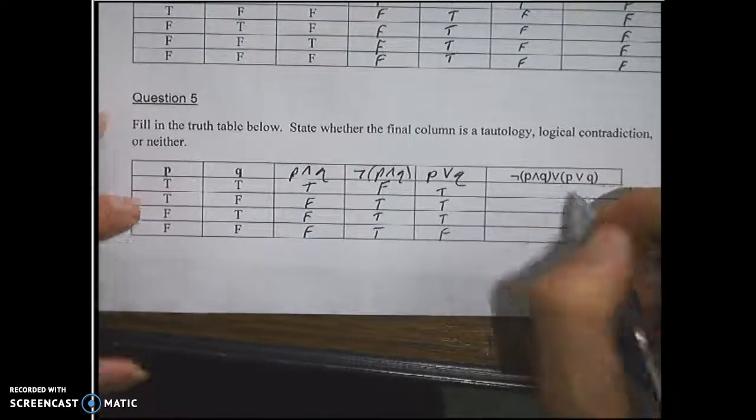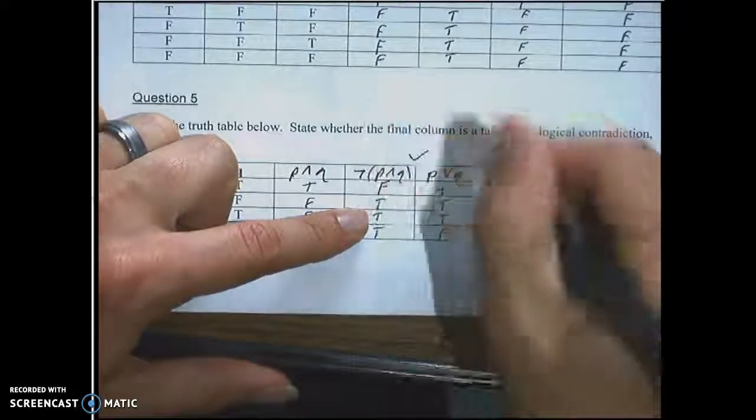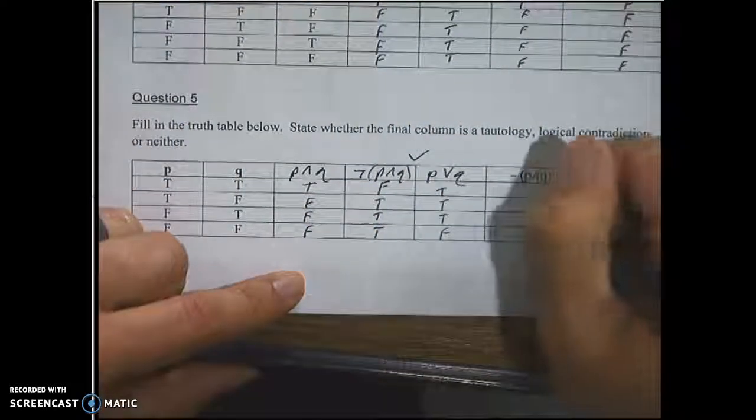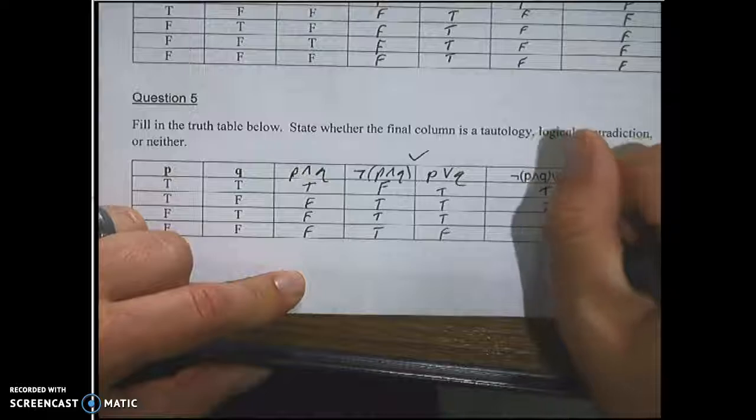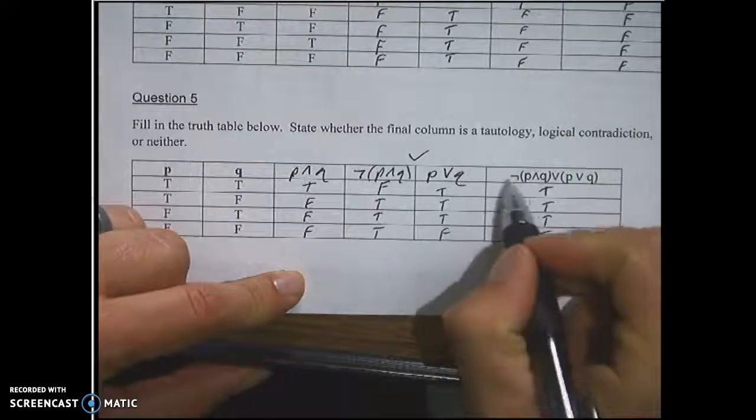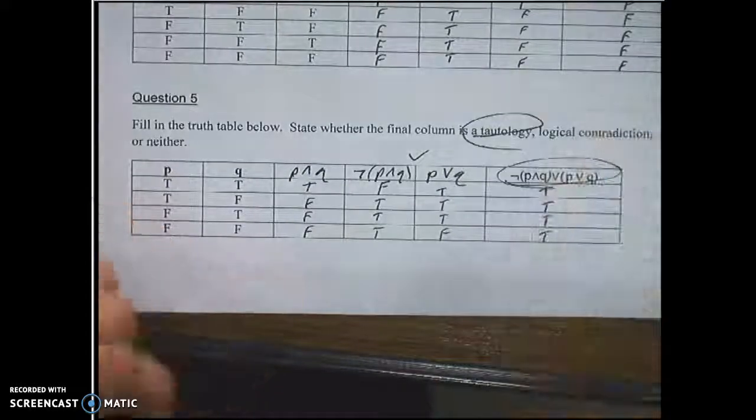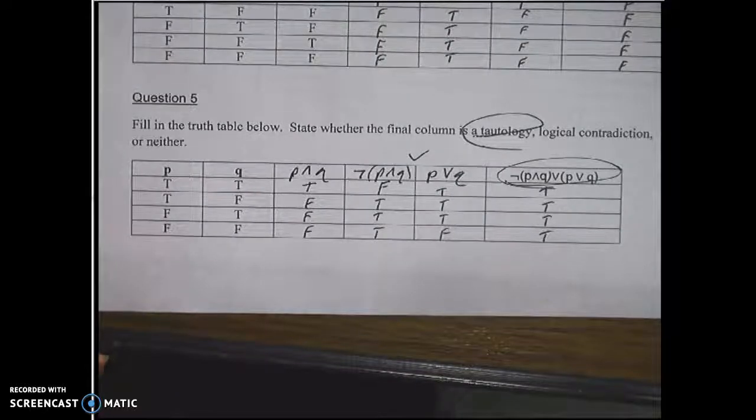And then this is this column or this column. So at least one true, which means these are all trues. Which means that this argument is a tautology because they're all true. And that's pretty simple. That's the whole thing. That's how you fill in these truth tables.